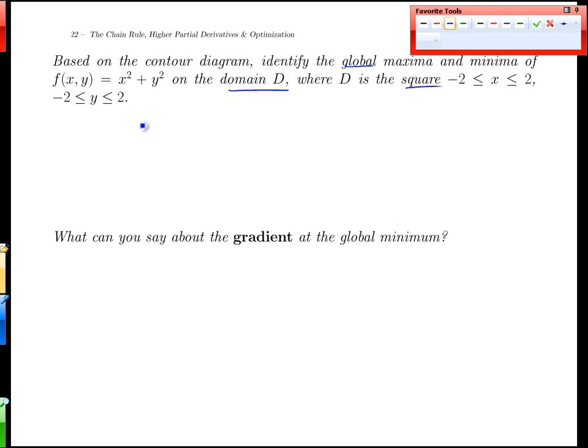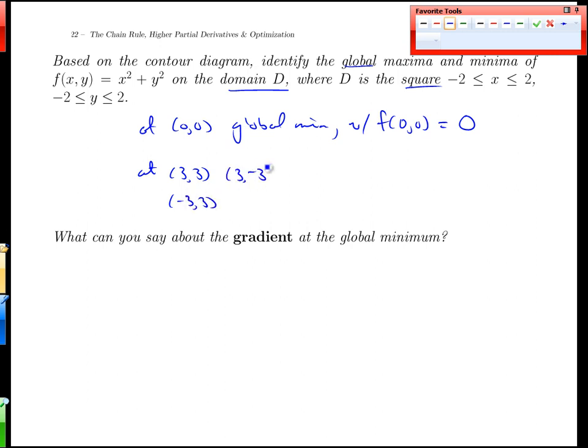So here we go. At 0, 0, we have the global min with f of 0, 0 being equal to 0. And at 3, 3, at minus 3, 3, at 3, minus 3, sorry, 2, whoa, where did I get that from? My apologies on the last page. I don't know where I was counting from.